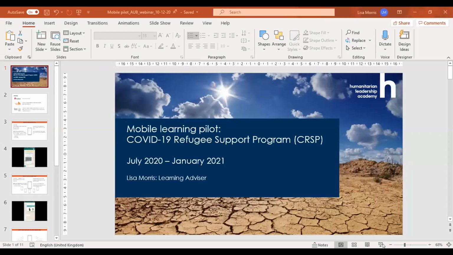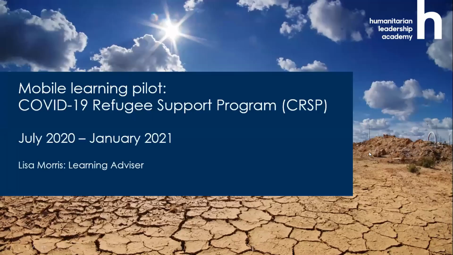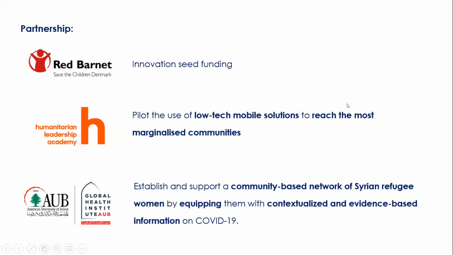I will try not to go overboard with PowerPoint today, but I do find it useful to have a few visual aids. As Jasmine said, I work for the Humanitarian Leadership Academy, part of Save the Children UK. We've been collaborating on a really exciting project with AUB and GHI around refugee information, getting access through mobile learning to refugee communities in Lebanon. I want to introduce this project and then pull out a few of the key things which I think are quite exceptional, before opening the space back to Jasmine and back to everyone on the webinar today.